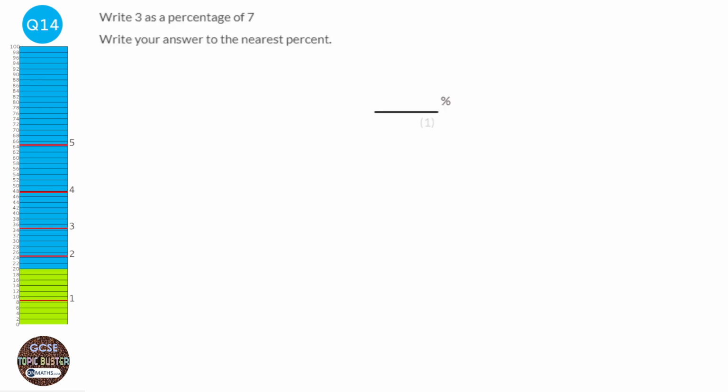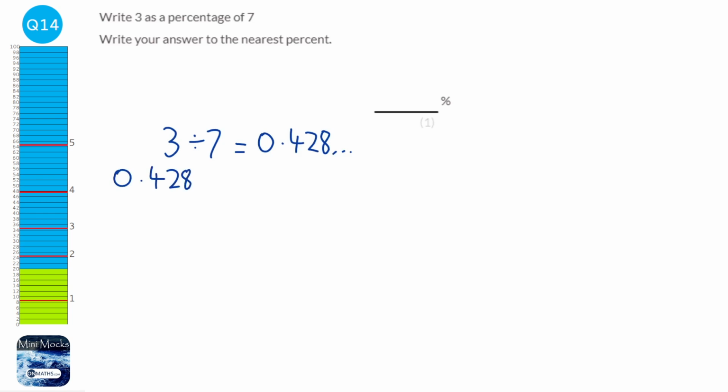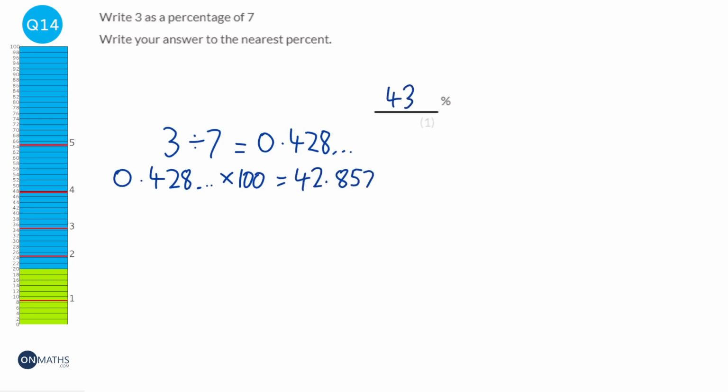So what we can do here is we can do 3 divided by 7 to find out what 3 is as a percentage of 7, find out what that is as a decimal, which would be 0.428 blah blah blah. And then to convert a decimal into a percentage, we times by 100, so we get 42.857, and it wants it to the nearest percent, so that's going to round to 43%.